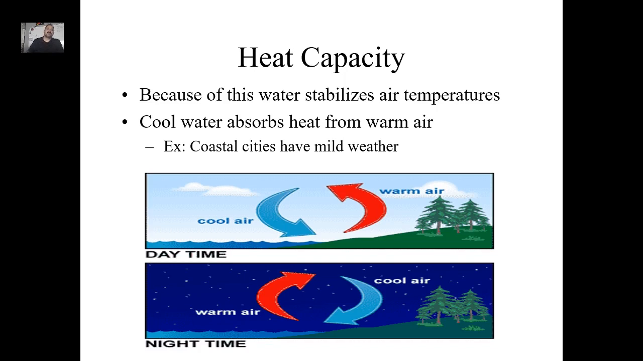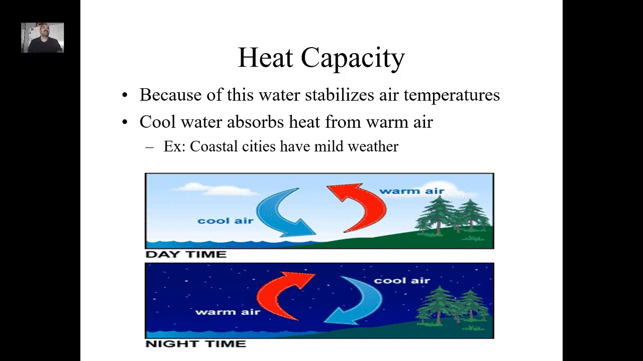All right, so because of this, water stabilizes air temperatures. Cool water is absorbed from the warm air. So anybody know why deserts are really hot? Why are deserts super hot? Because all they have is sand. There's no water to absorb the heat from the air. So in my homeland, the desert, it's really hot all the time because we didn't have that much water.